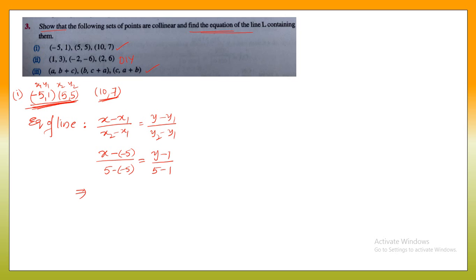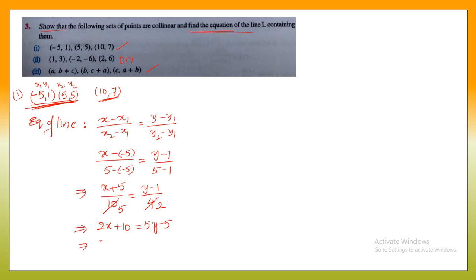On simplifying this, x minus of minus 5 is x plus 5, and 5 minus of minus 5 is plus 5, which gives me 10, is equal to y minus 1 by 5 minus 1, which is 4. On cancellation of the denominators, 4 in the 2 table goes 2 times, and goes 5 times. So when I do cross multiplication, this gives me 2x plus 10, because this 2 is multiplied with both the terms, which gives me 5y minus 5.